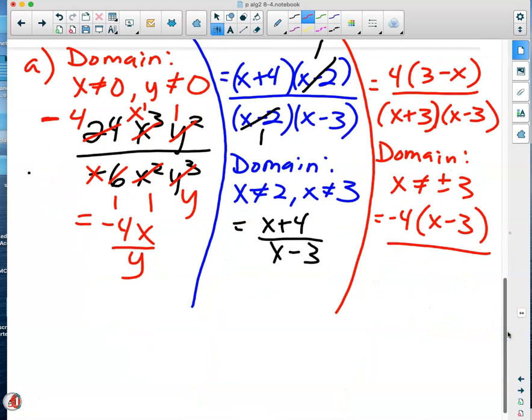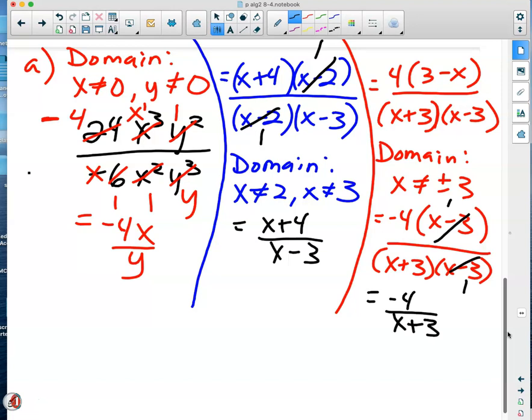Now that doesn't change our domain, because all of that work was in the numerator. But now we can cancel. Now we can simplify it. We can take those x minus 3's out of there. And now it's done. So to reverse the signs, all we do is factor out a -1.